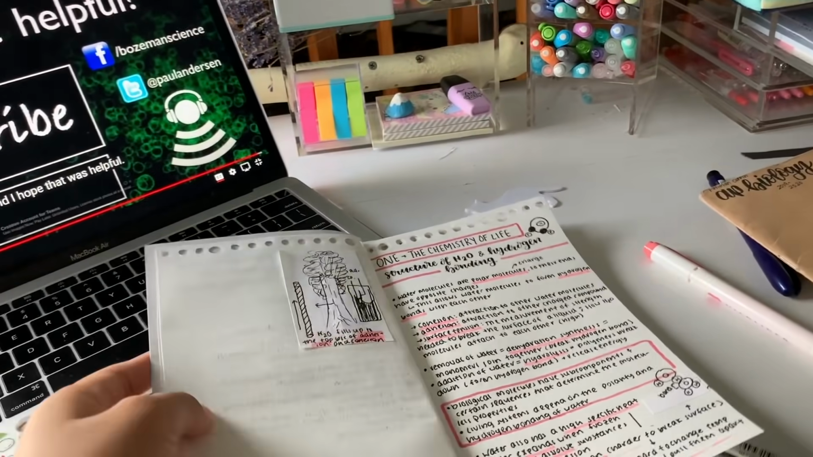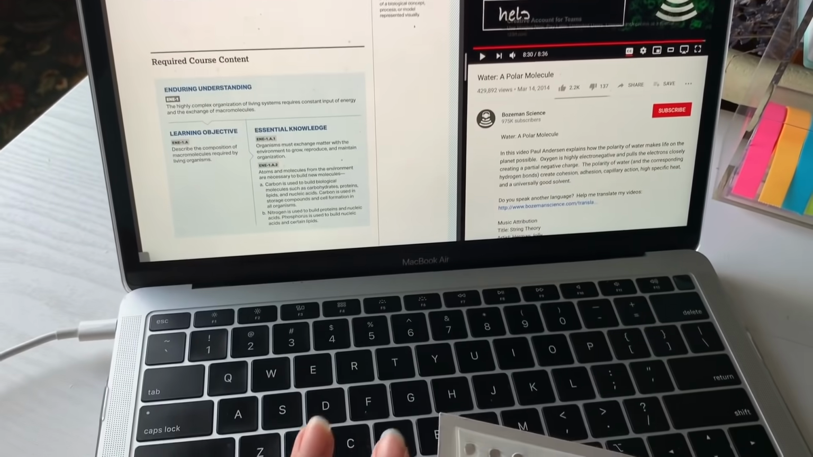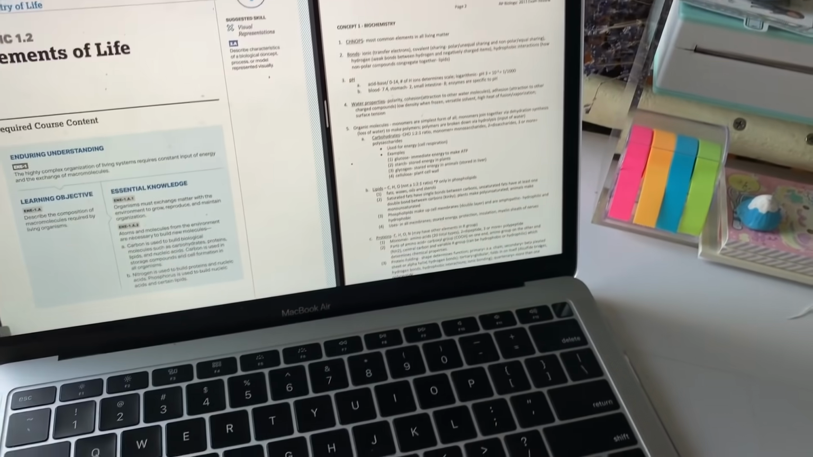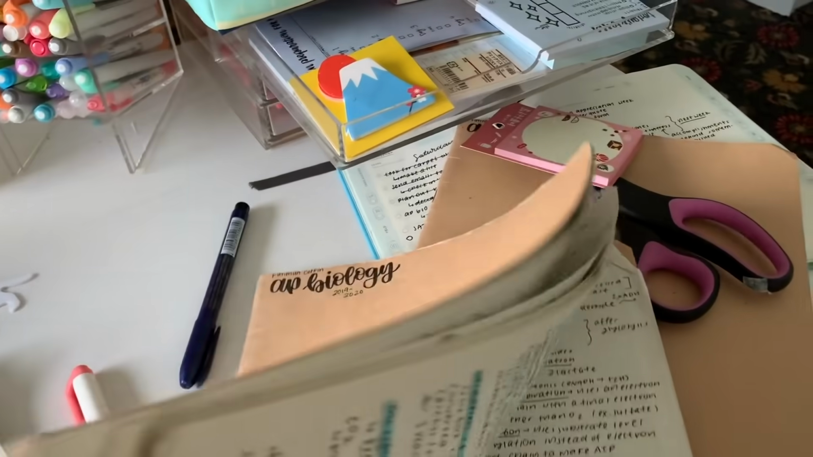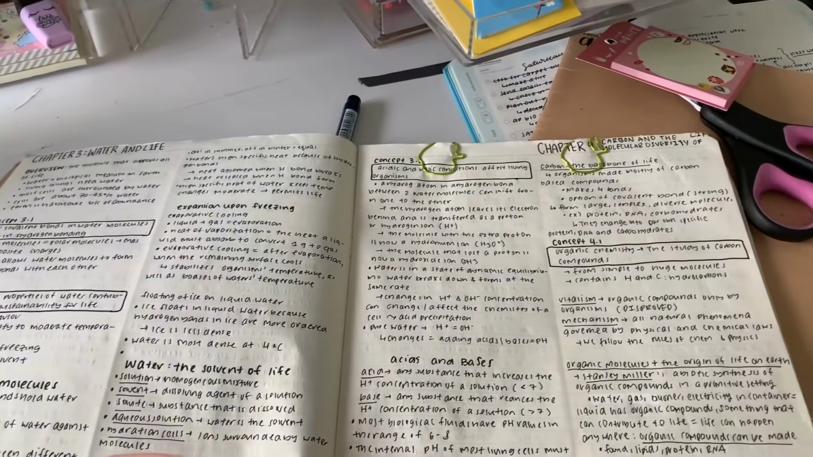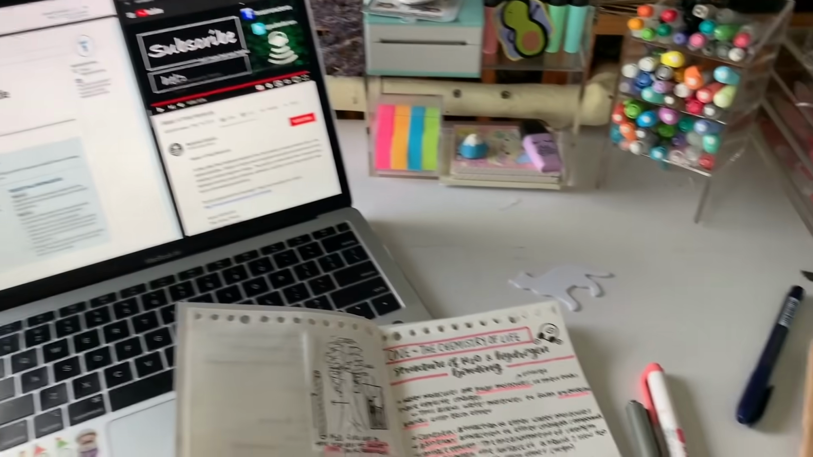Process for the first concept. I have a concept source, a context source, and a video source, as well as my own notes, so I make sure that I'm on the right track. And all that is being condensed into one little notebook.